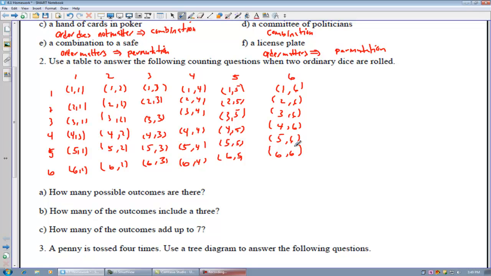All right, so here's my table, and I want to use this table to answer a series of questions. How many possible outcomes are there? Well, obviously there are 6 rows and 6 columns, so if you count them all up, you get 36 possible outcomes.